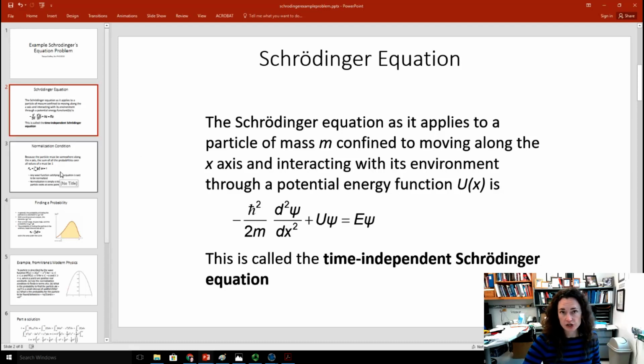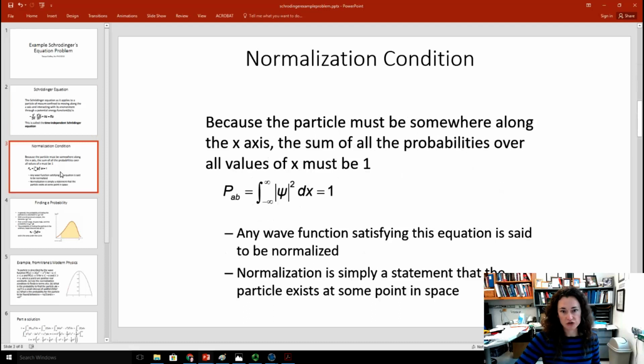Now, the wave function solution to this equation can be used to calculate the probabilities. And it must obey what's called the normalization condition. This is a result of the fact that the particle has to be somewhere, okay? If you integrate the absolute value of the wave function squared over all space, then the particle is going to be somewhere with a probability of 1, or 100%. And so that's the normalization condition.